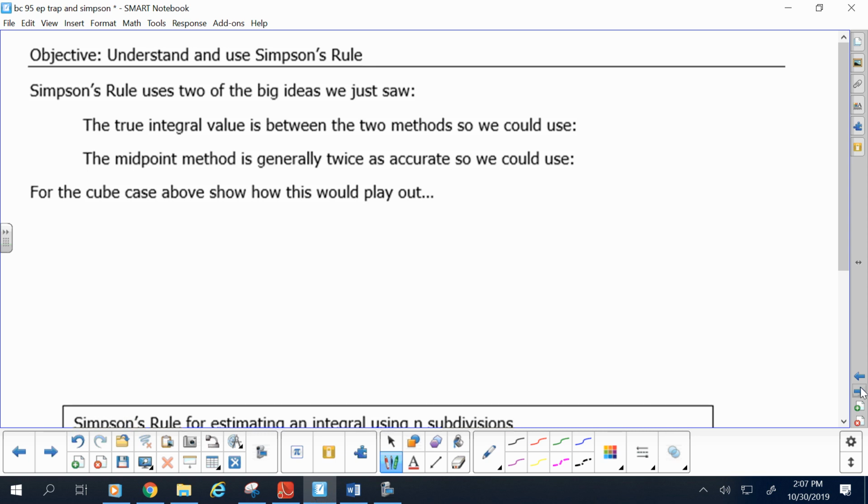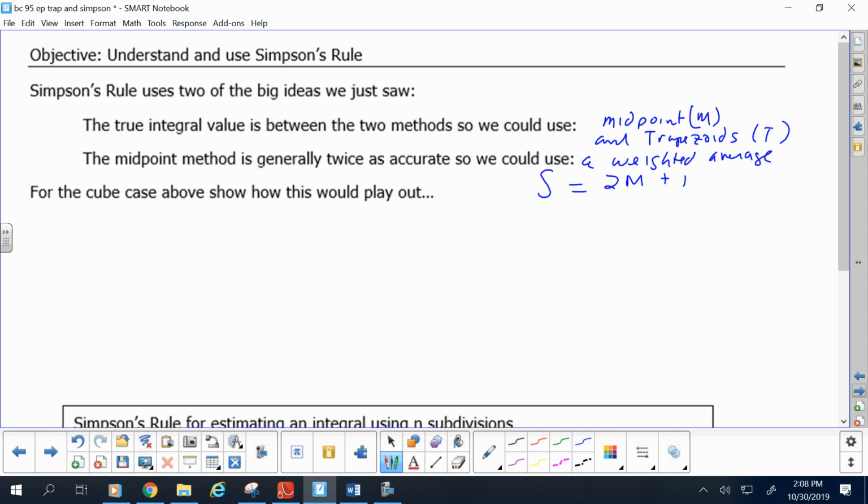Okay, so here we go. Simpson's rule uses two of the big ideas we just saw. The true integral value is between the two methods, so we could use both midpoint, which I'm going to abbreviate M, and trapezoids, which I'll abbreviate T. The midpoint method, though, is generally twice as accurate, so we could use a weighted average. So our Simpson's rule estimate would be a weighted average. We would take 2 midpoint estimates and add in a trapezoid estimate and divide by 3. There really are 2 midpoints and a trapezoid, that's 3 altogether, so we divide by 3.